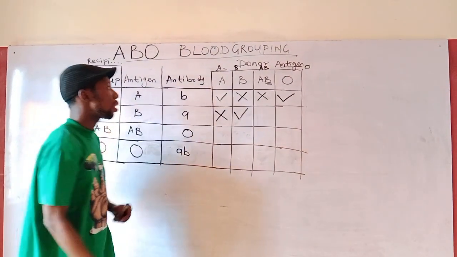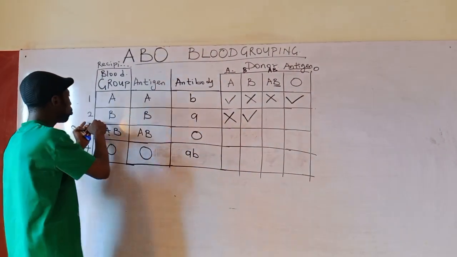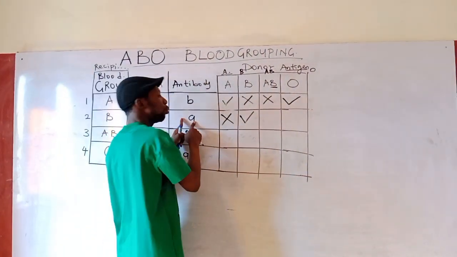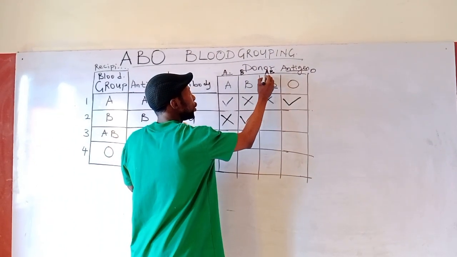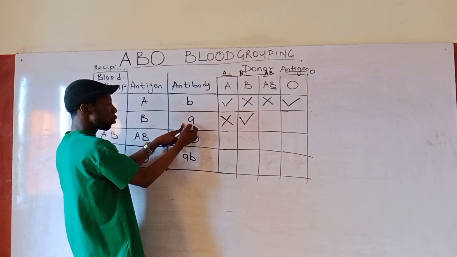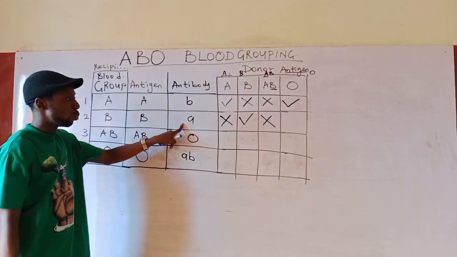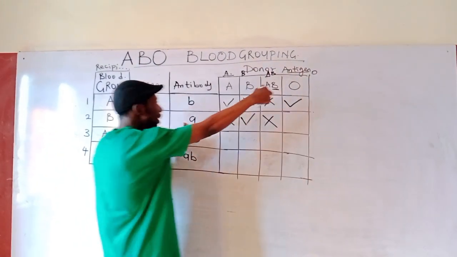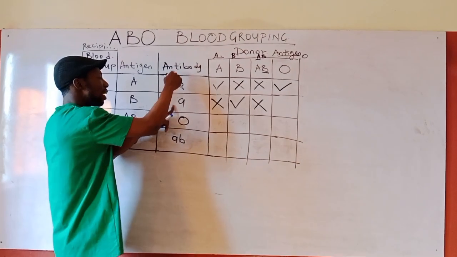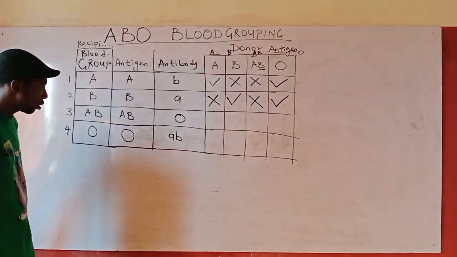Transfusion is possible. Now, blood group AB transferring blood to a recipient with blood group B, is it possible? No, because the AB donor here has antigen A, which is going to react with antibody A, so the blood here cannot go. While for blood group O, there is no antigen to react against the antibody A here, so the blood here can go.